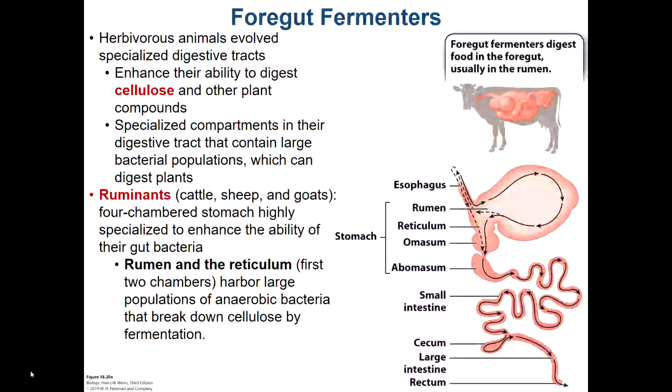Ruminants, which are cattle, sheep, and goats, have a 4-chambered stomach, which is highly specialized to enhance the ability of their gut bacteria.